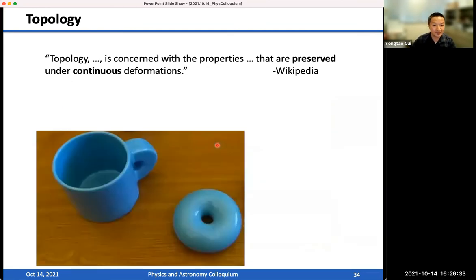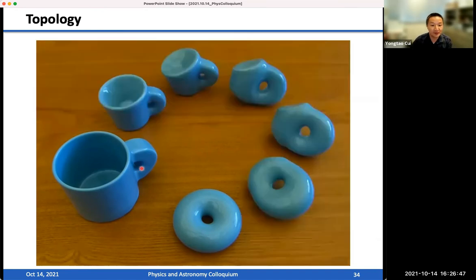Another popular example, which we have probably seen a lot, is the donut versus the coffee mug. They belong to the same topological category because they only have one hole in the body. Under smooth deformation, you can convert the coffee mug smoothly into a donut shape without breaking the material, because their topological property belongs to the same class.